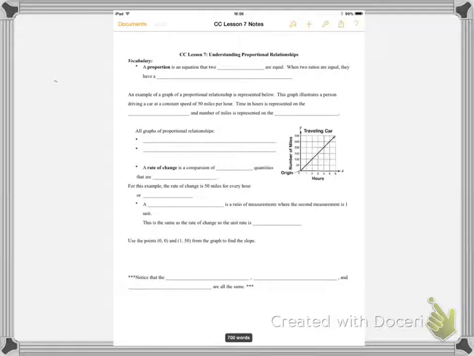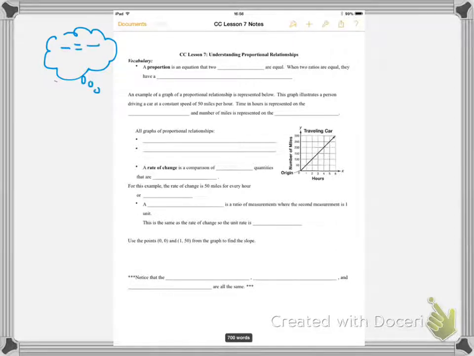So today we're going to look at Common Core Lesson 7 notes. We should be understanding proportional relationships. I want you to think back to last year, and what proportions involved.